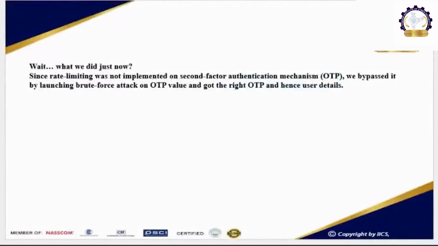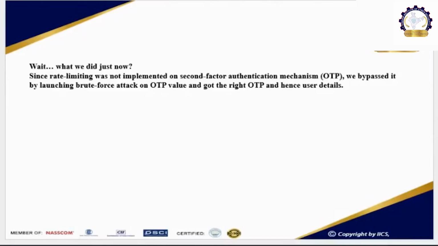So what we just did: since rate limiting was not implemented, meaning how many times an API can be called is not restricted here, and the second factor authentication mechanism, that's why we bypassed it. By launching a brute force attack on the OTP value, we got the right OTP and hence the user details also.